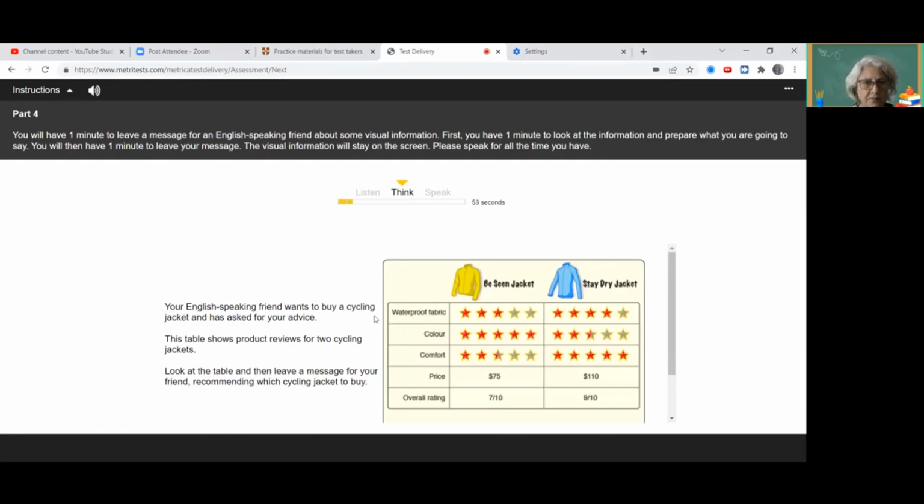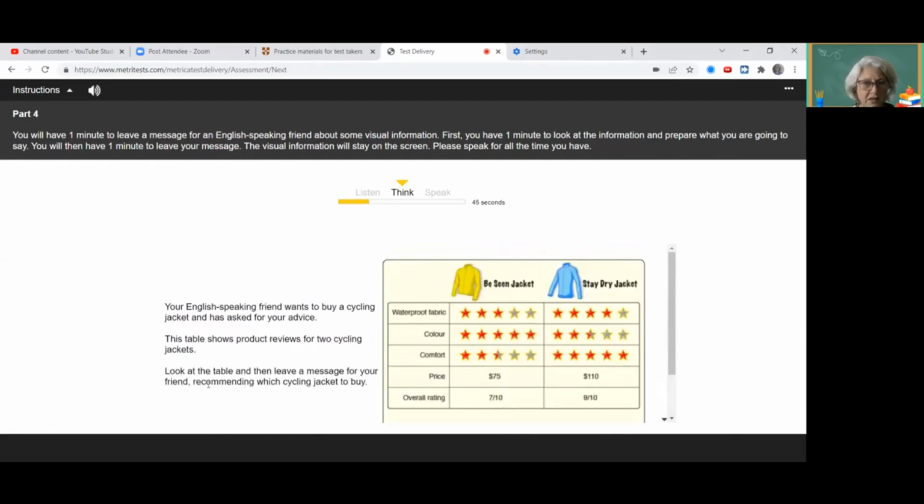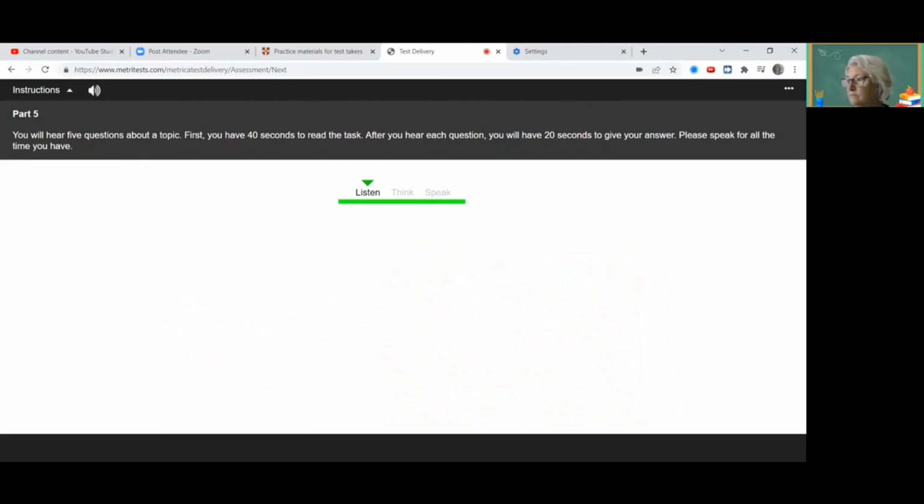Your English-speaking friend wants to buy a cycling jacket and asks you for your advice. The table shows product reviews for 2 cycling jackets. Look at the tables and leave a message for your friend. Right now, I'm still able to take the time to read. There are some yellow jackets and blue jackets. We know there are some jackets that are waterproof, color, comfort, their prices. The Stay Dry jacket's 110. So you need to take a look at the table and think about how you're going to present this information. Remember, speak to your teacher for all the time you have.